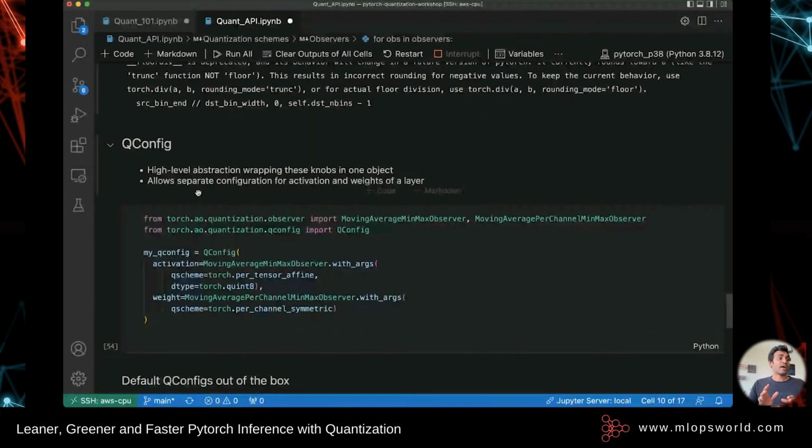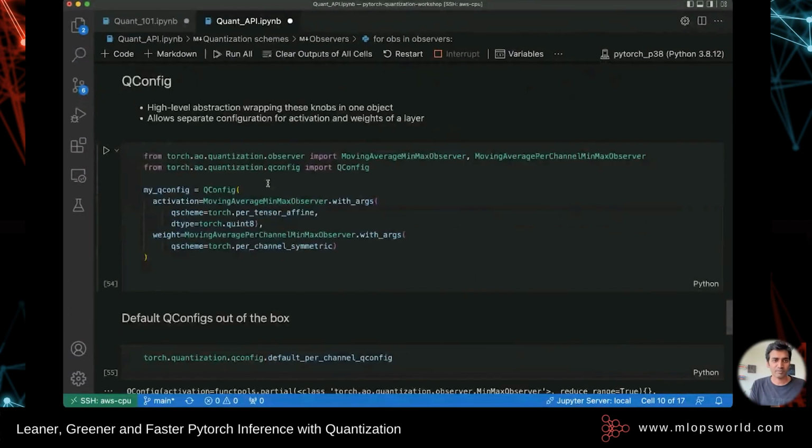All right, so we have actually gotten past the tough things over here. We have looked at the quantization schemes. We have looked at the observer, which uses these quantization schemes, and now we'll see how we can wrap all of that together into one object. That one object is a QConfig. Literally, it's quantization configuration, and this gives us the knobs to turn when we are quantizing a model.